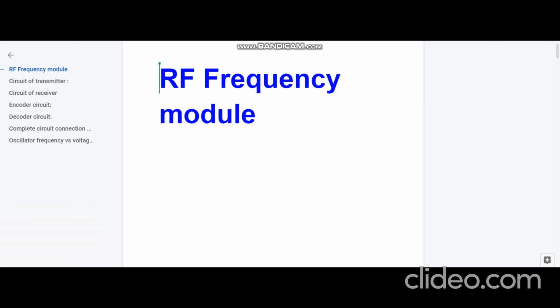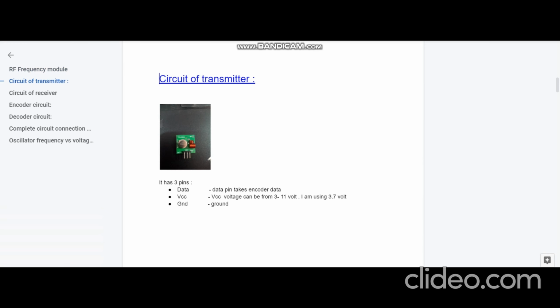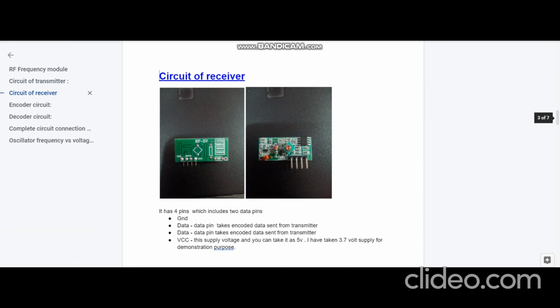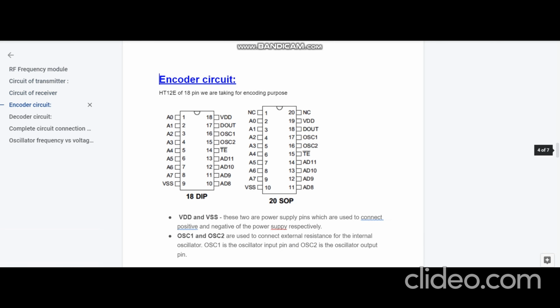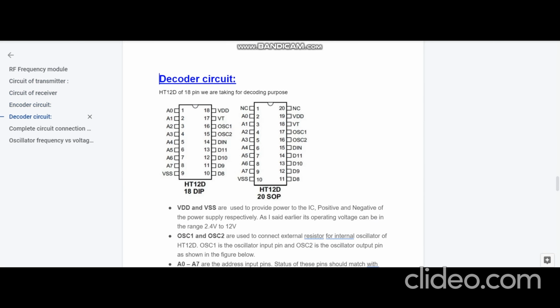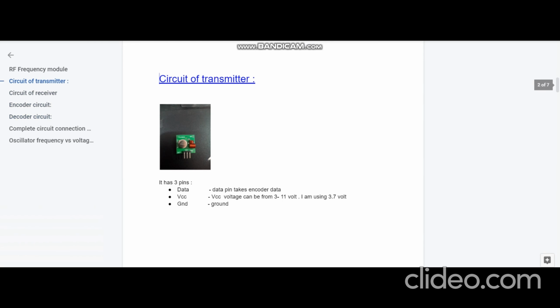It is used for transmitting a signal from one distance to another distance, and the range can be 20 to 200 meters. It uses an encoder to encode the signal at the transmitter end and a decoder to decode the signal at the receiver end. So there are some important things about the module before we start. First one is the circuit of the transmitter. Second, the circuit of the receiver. Third, the encoder IC specification. And fourth, the decoder IC specification.